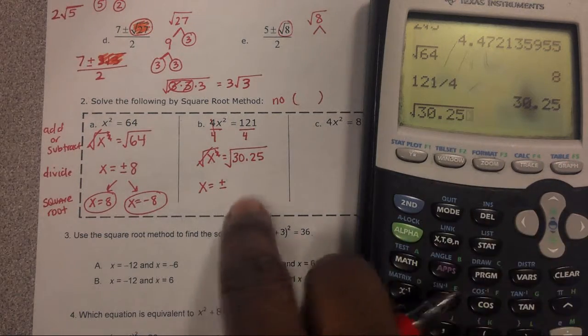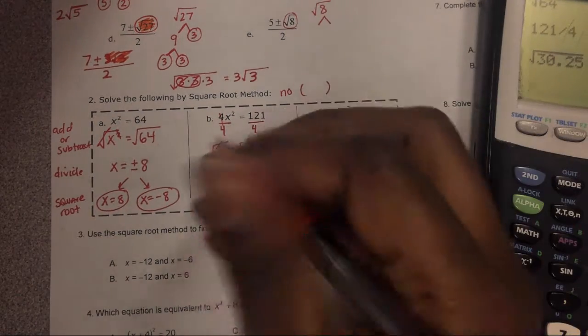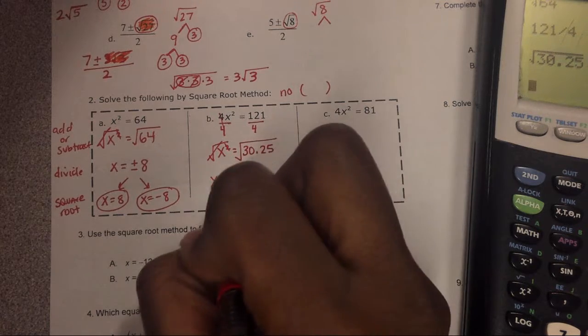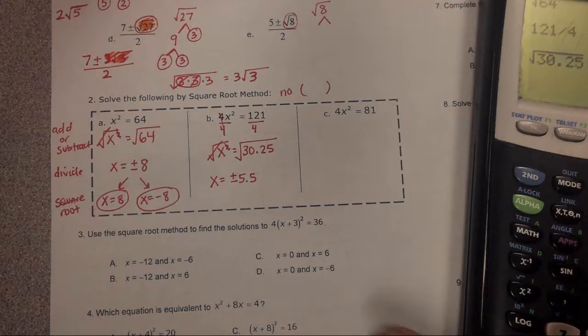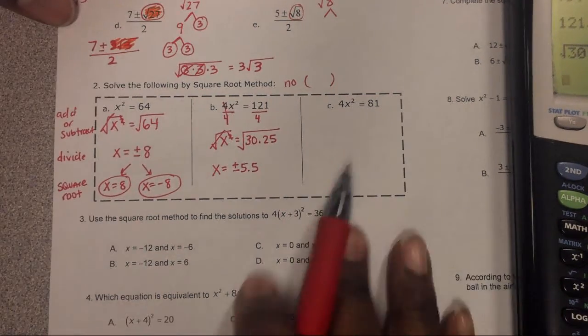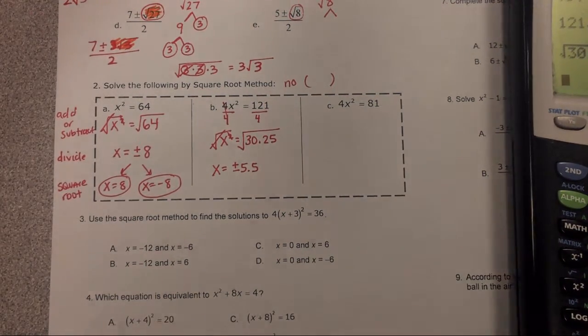5.5. And you get plus or minus 5.5. Yes, that means one answer is a positive 5.5. The other answer is a negative 5.5. And then hopefully you can try C by yourself.